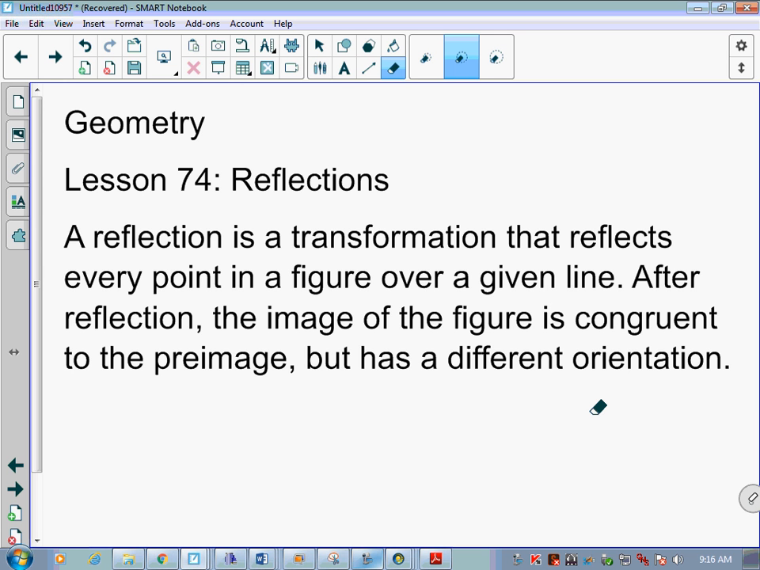So here we have a definition. It says reflection is a transformation that reflects every point in a figure over a given line. After reflection, the image of the figure is congruent to the preimage, but it will have a different orientation, and that's how it's different than, say, translation. So we're going to be oriented differently. In fact, translation is the only transformation that we talk about where the orientation does not change.